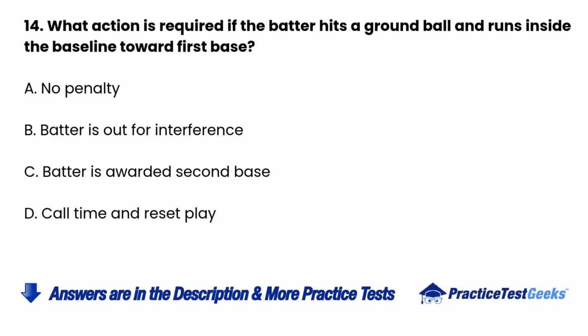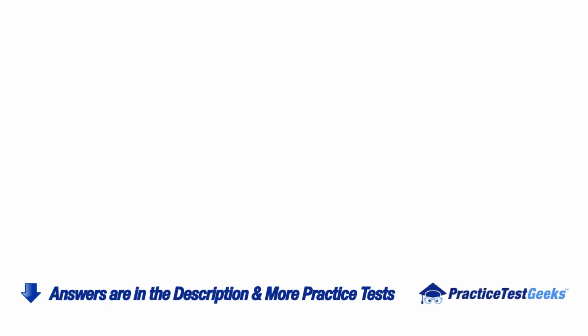14. What action is required if the batter hits a ground ball and runs inside the baseline toward first base? A. No penalty. B. Batter is out for interference. C. Batter is awarded second base. D. Call time and reset play.